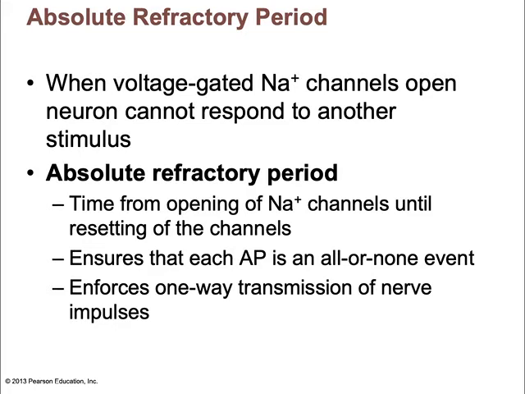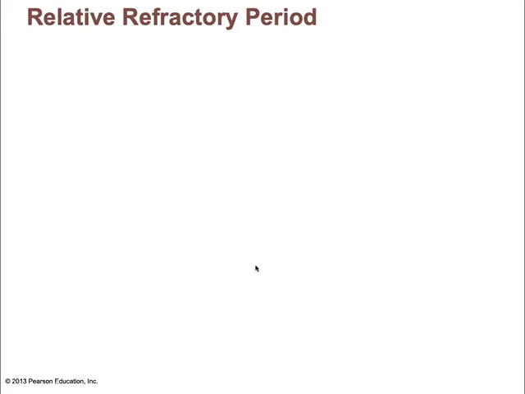And this allows each action potential to be, number one, an all or none event, but more importantly, it forces the action potential to go in only one direction, okay? Because during the refractory period, the current can't back up and go back towards the hillock.